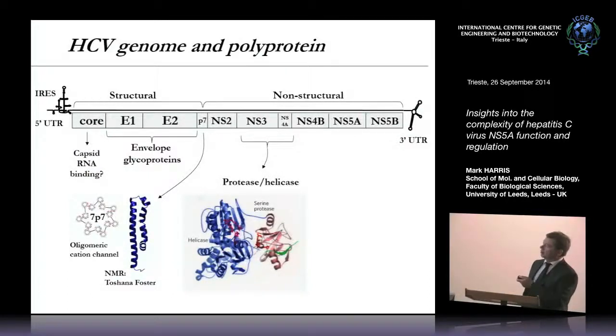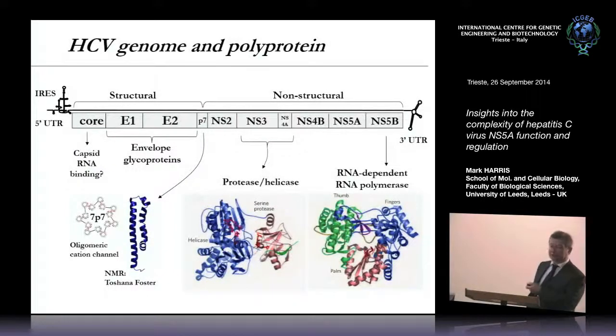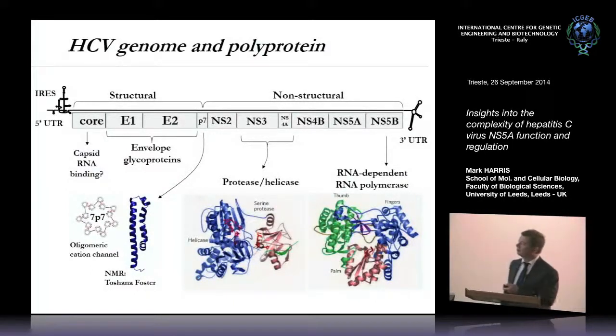The NS3 is a protease, and also has helicase activity. It interacts with its cofactor, NS4A. We know the structure of this protein, and this is now a target for antiviral therapy. We also know the structure of the RNA-dependent RNA polymerase, which will replicate the genome, and again a target for very good direct-acting antivirals.